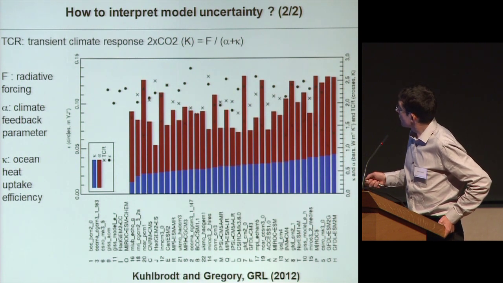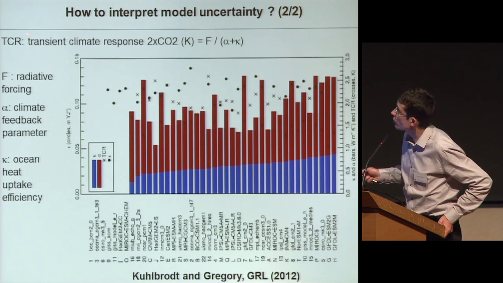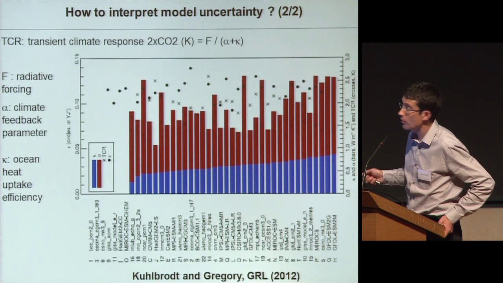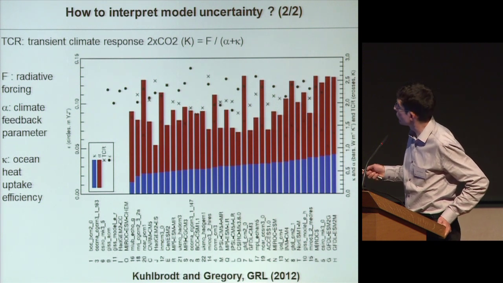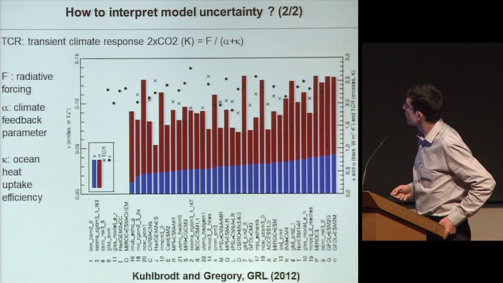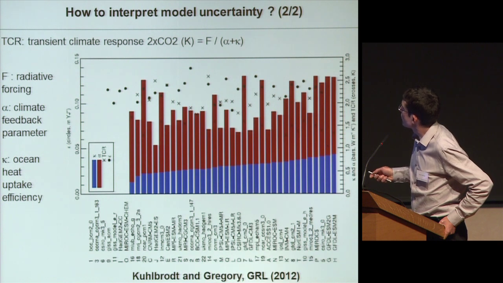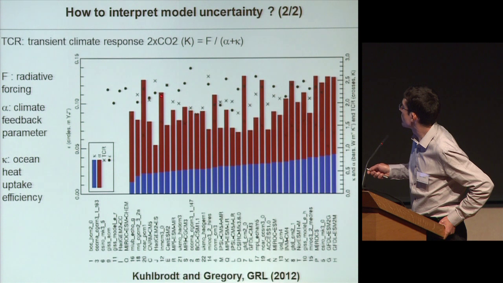The climate feedback parameter here, the alpha, and the ocean heat uptake efficiency, is the link between the temperature, the transient climate response that I showed previously, the 1.6 and 2.1 degrees, and the CO2 radiative forcing F here. Something that we see already, which is quite interesting, is that the transient climate response here is represented by the different crosses.